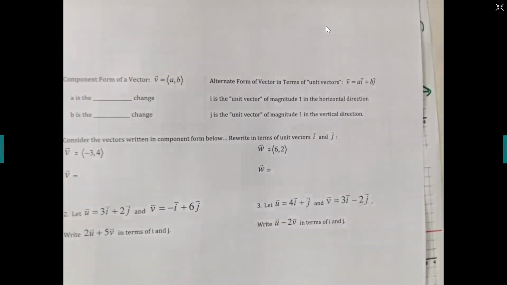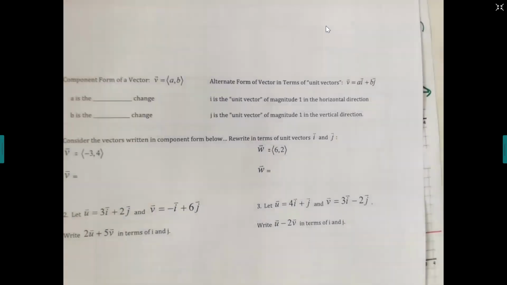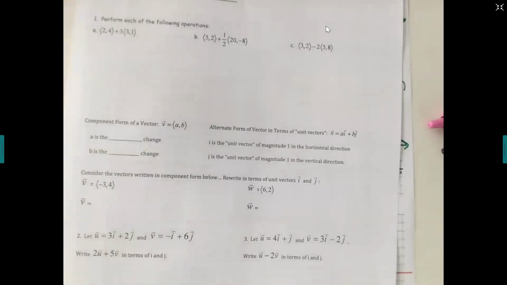All right, so we're on our last day of vectors. And I promise today is so much easier than last time, because we're just going to go over the other form of a vector and then really not much is new, okay?